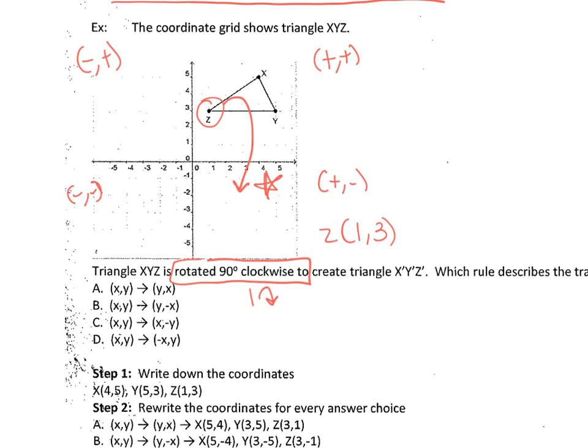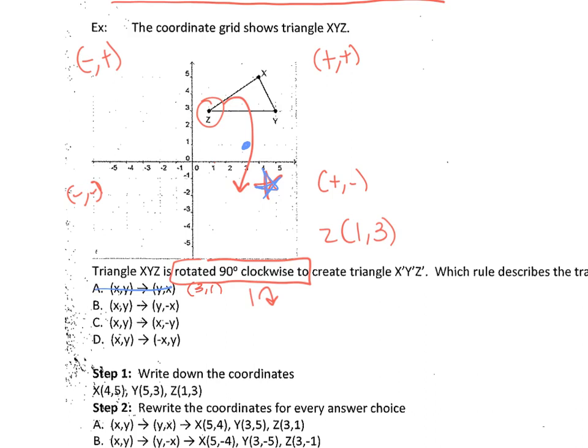A says that we flip them, and that would give us 3, 1. So let's try that. Where's 3, 1? So 3, 1. Okay, is that the right coordinate we want? No. Or the right quadrant. I mean, we want it to be in quadrant 4. So A is not going to work.